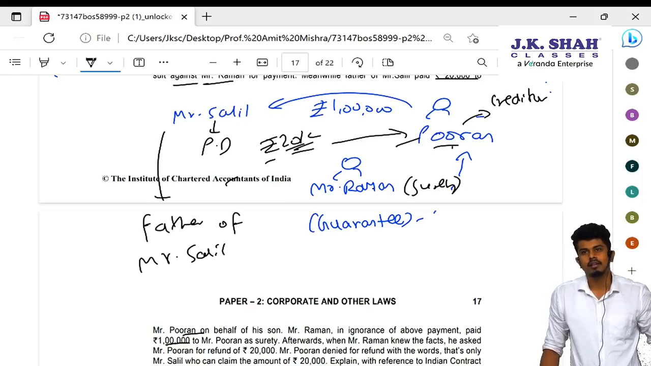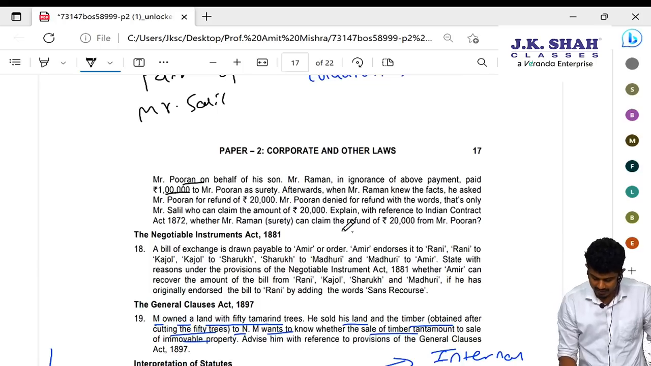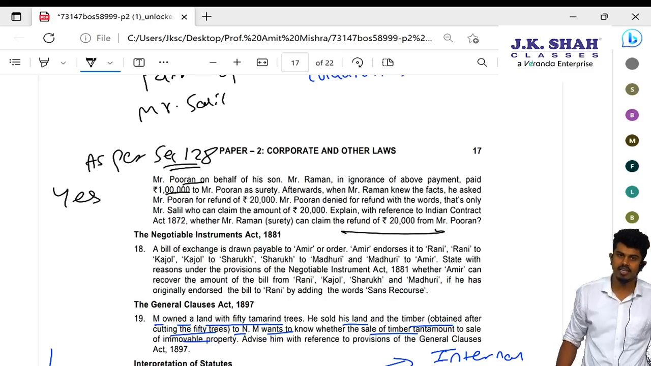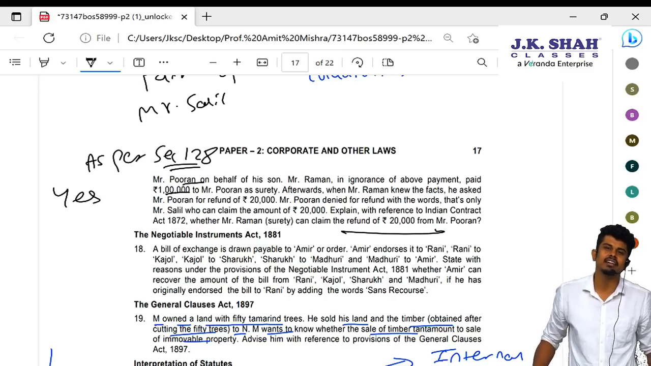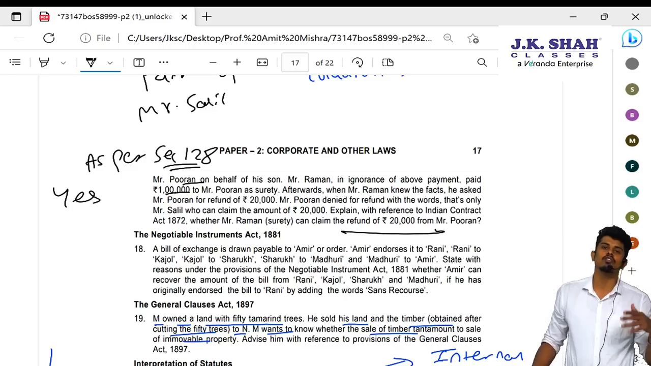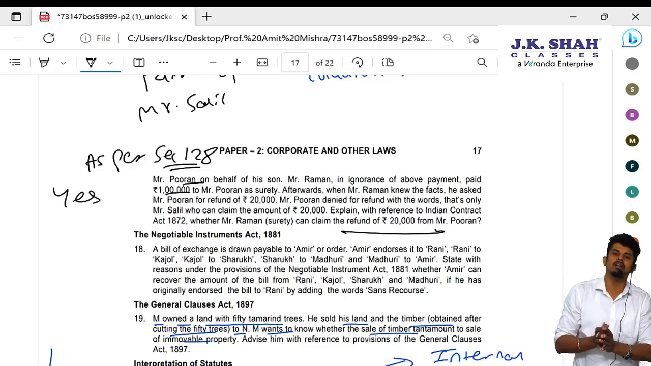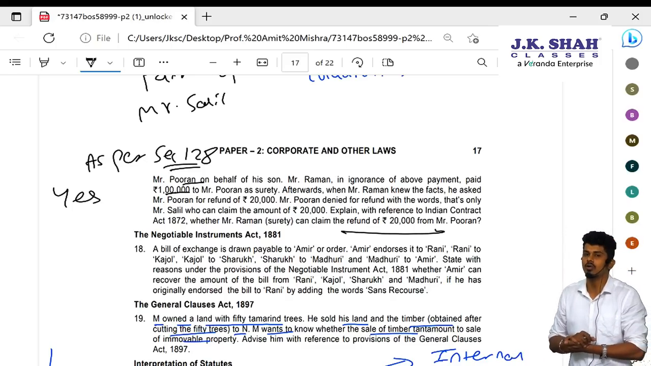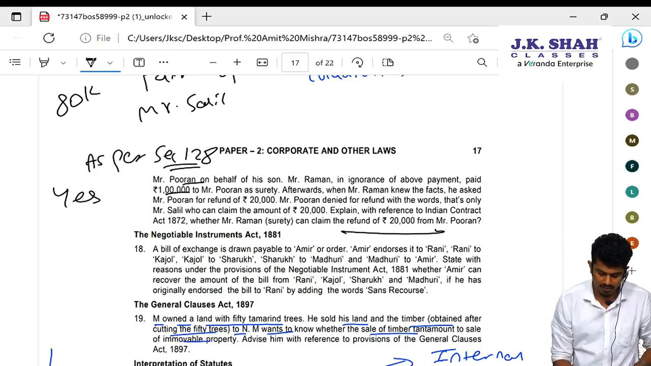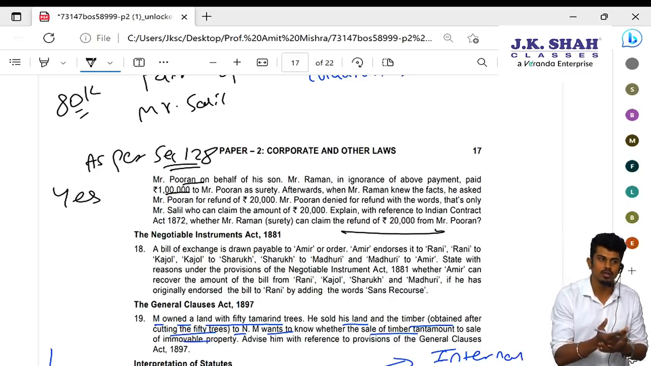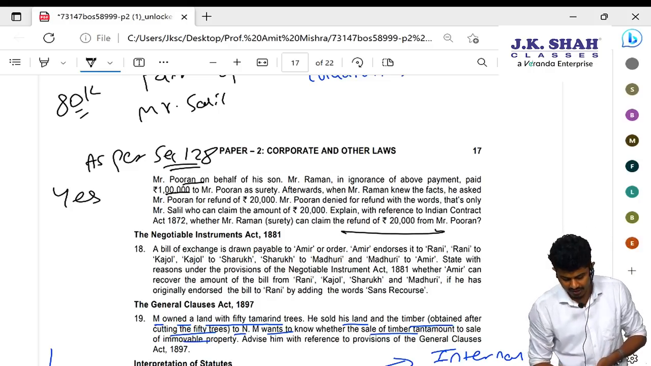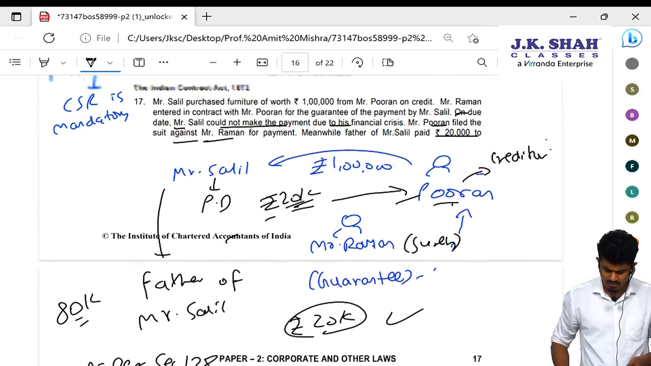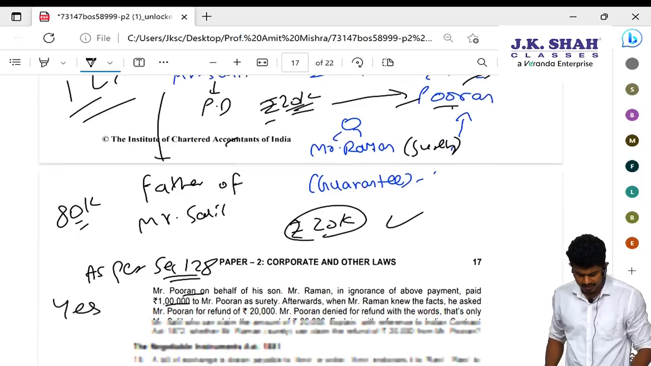So, is Raman entitled to refund? Can he claim refund from Mr. Puran? The answer is yes, because as per section 128, liability of surety is coextensive with principal debtor, which means surety will only be liable up to that extent till which principal debtor is liable. So once father of Salil has paid rupees 20,000, the liability of Salil remains of rupees 80,000 only. Now, since Raman paid 1 lakh without knowing that 20,000 is already paid, therefore he can now claim refund of rupees 20,000. Yes or no? Very simple question. It pertains to section number 128. Very, very easy question.